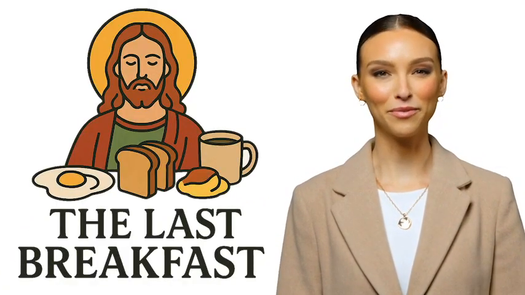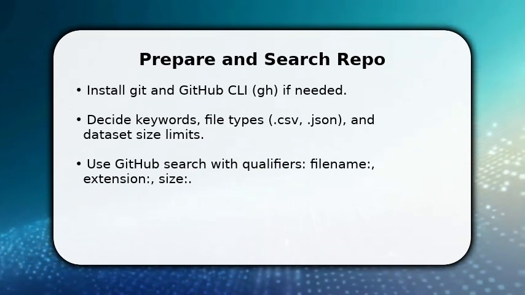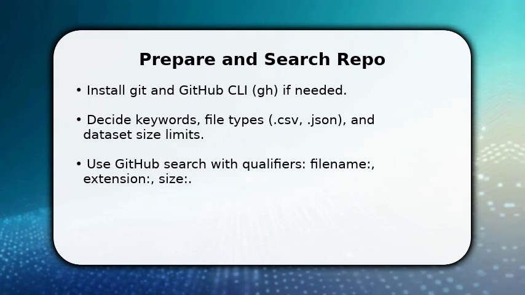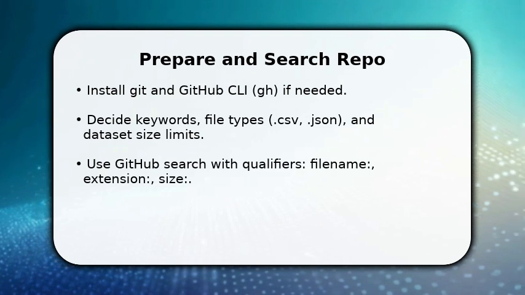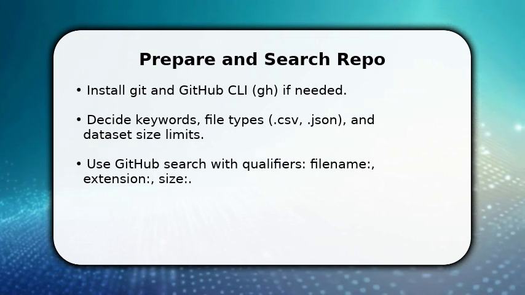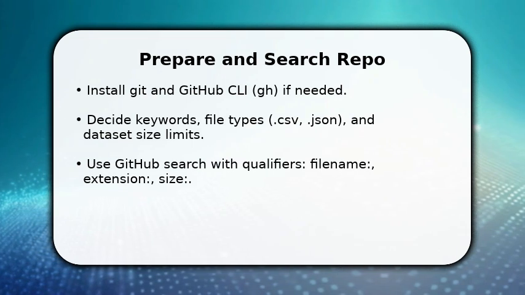Please enjoy the video. You start by making sure you can access repositories quickly. Install Git and the GitHub CLI, then authenticate. You choose targeted keywords and file patterns, think CSV, JSON, or dataset-specific names. Next, run a live GitHub search using qualifiers like file name, extension, and size to narrow results.